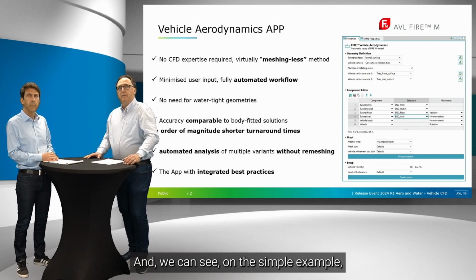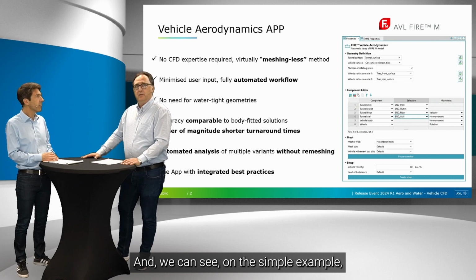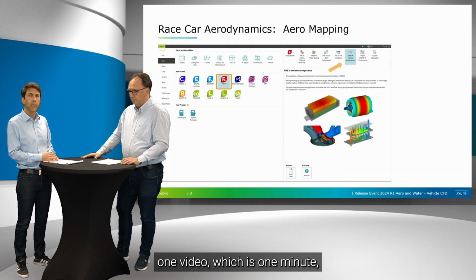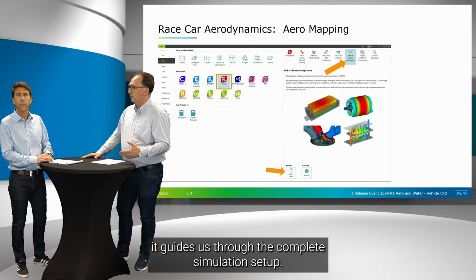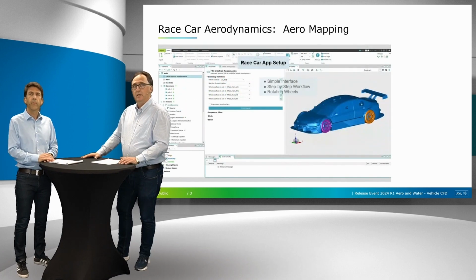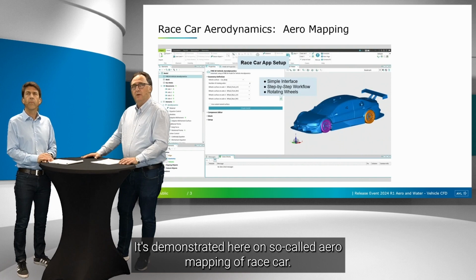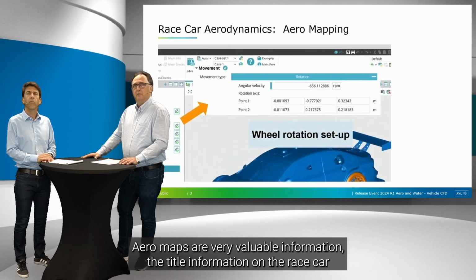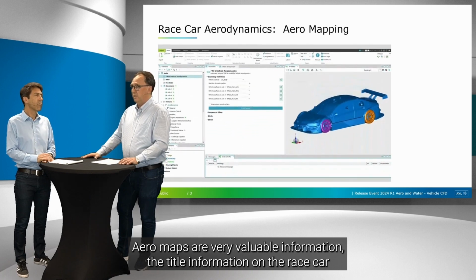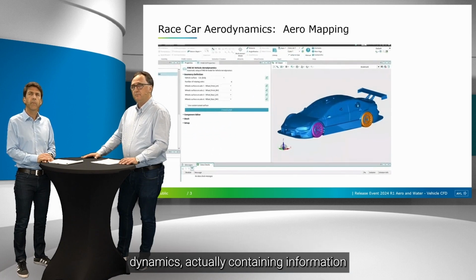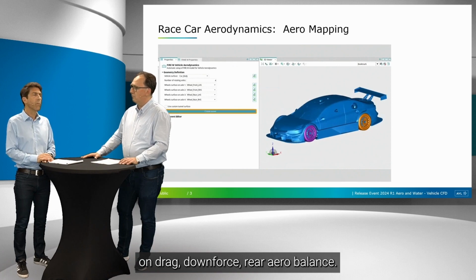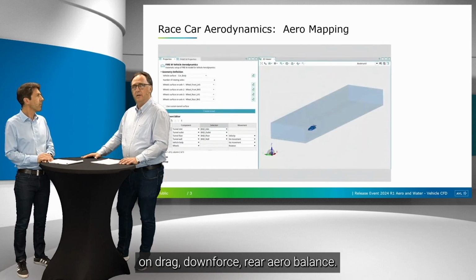And we can see on a simple example, one video, which is 1 minute, it guides us through the complete simulation setup. It's demonstrated here on so-called aero mapping of a race car. Aero maps are very valuable, detailed information on race car aerodynamics, actually containing information on drag, downforce, rear and aero balance.